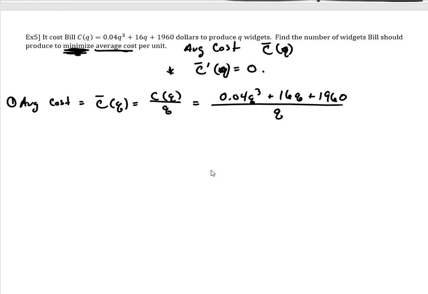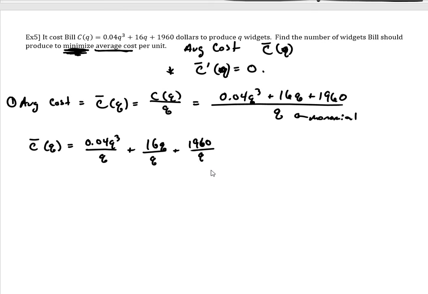Now at this point, you could use the quotient rule to get your derivative. However, because this is a monomial down below, so a single term, what I'm going to do is divide each part of the numerator by this monomial. So we have our average cost is 0.04q cubed over q plus 16q over q plus 1,960 over q. And then that way I can simplify each of those.